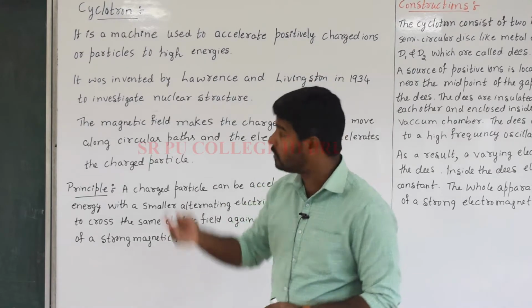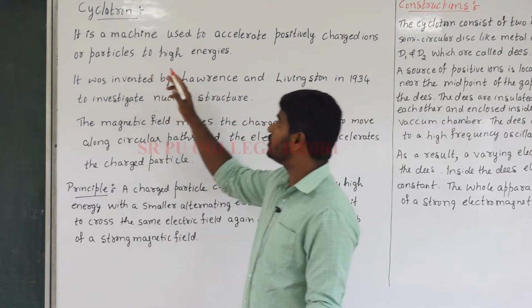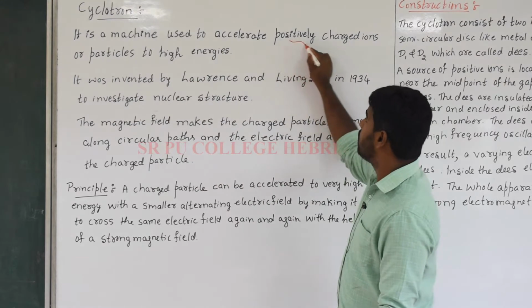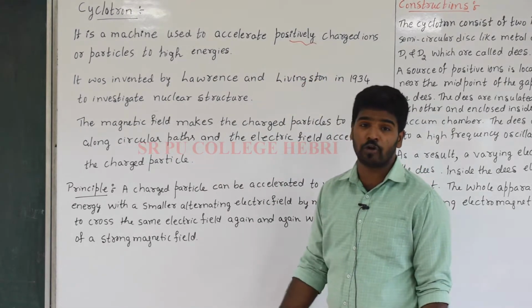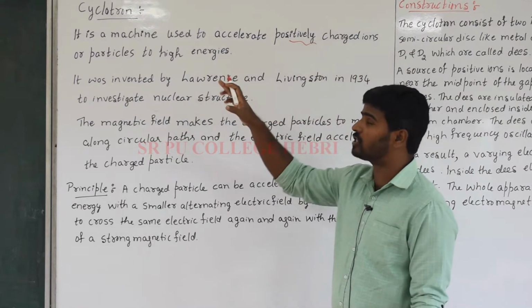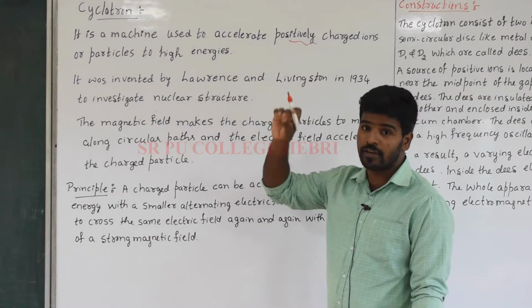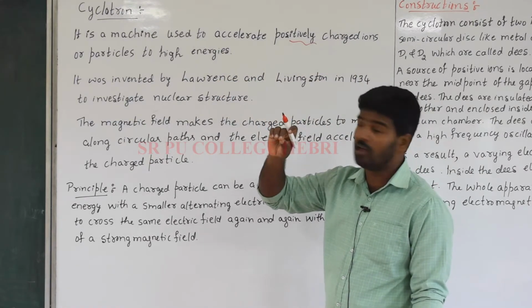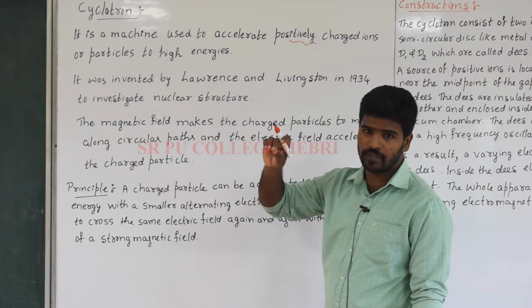What is a cyclotron? Cyclotron is a device or a machine which is used to accelerate positively charged particles such as protons, alpha particles, charged ions or particles to get higher energies. Definition for a 1 mark question. What is cyclotron? Is it clear now?